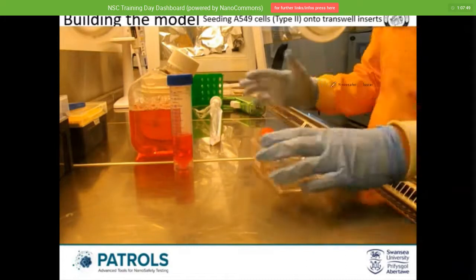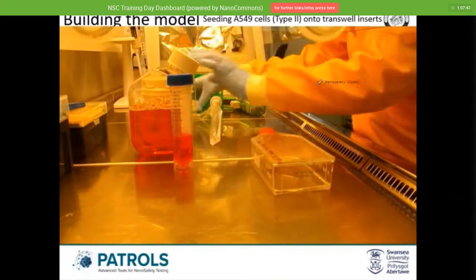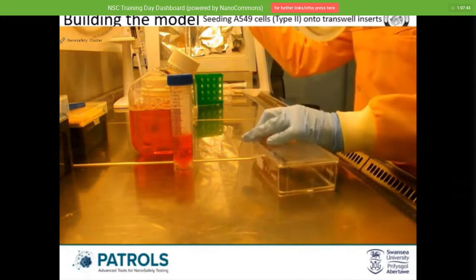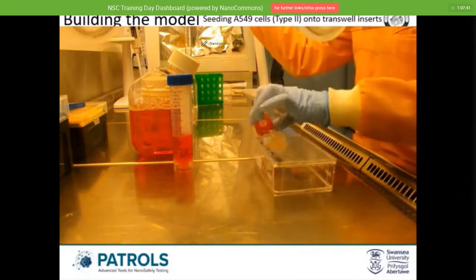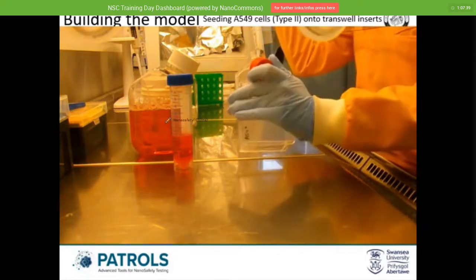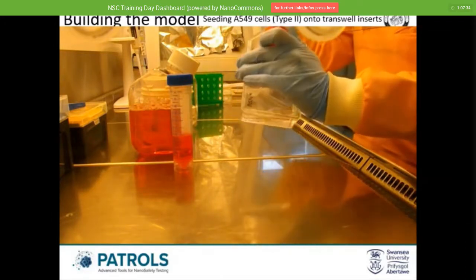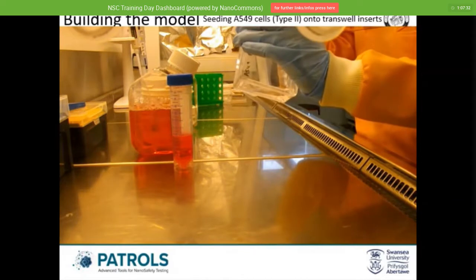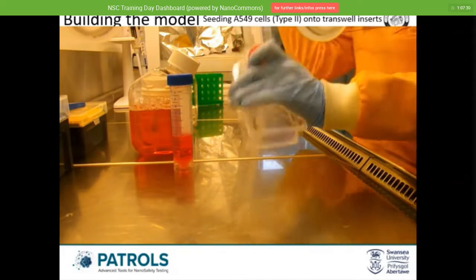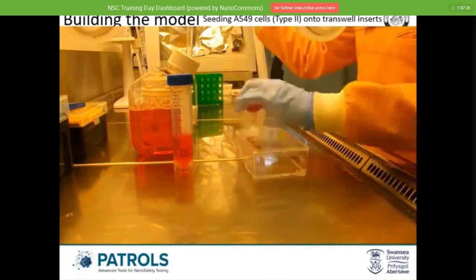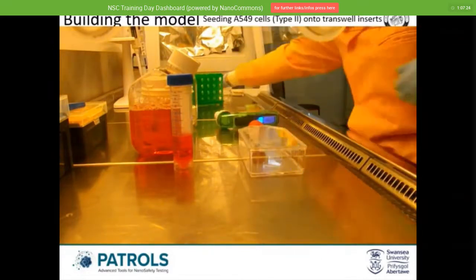So the next step in seeding and building our model is to trypsinize our A549 cells off of the flasks they've previously been growing and then seed them onto our transwell inserts. These flasks are washed 3 times with PBS. For a T75, we tend to use 10 mils of PBS per flask. And we wash this to ensure there's no media residue left within the flask so the trypsin doesn't not work.